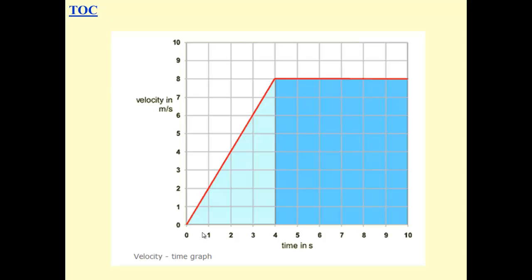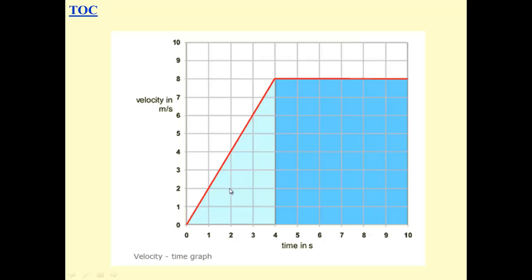Now we look at the second graph. Here we can see the velocity is changing because it starts at 0 and goes up to 8. It does this in 4 seconds. Another thing we can see is that for every second it travels faster by 2 meters per second. So the acceleration is 2 meters per second every second. We say 2 meters per second squared.